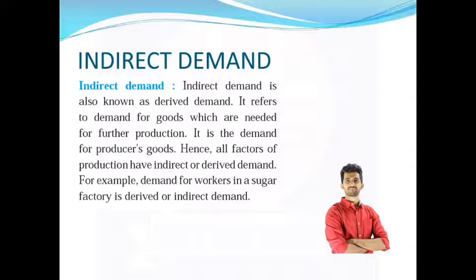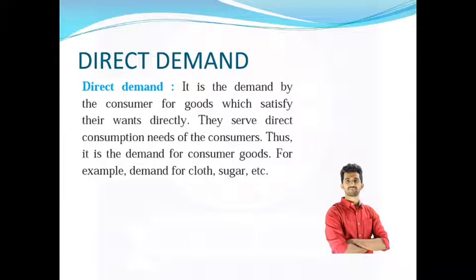For example, demand for workers in a sugar factory is derived or indirect, as without the workers, the sugar factory might not function properly. Moving on to the last one. The last one is direct demand. Yes, my dear students. It is the demand by the consumer for goods which satisfy their wants directly. They serve direct consumption needs of the consumers.